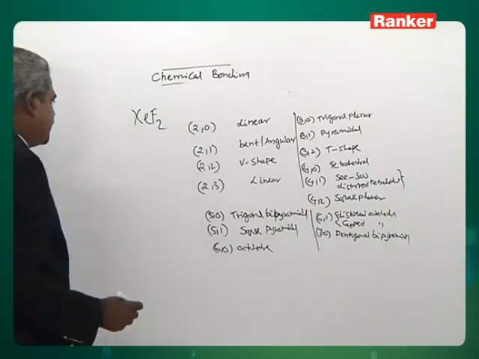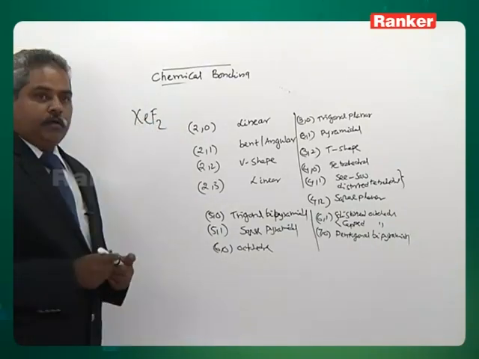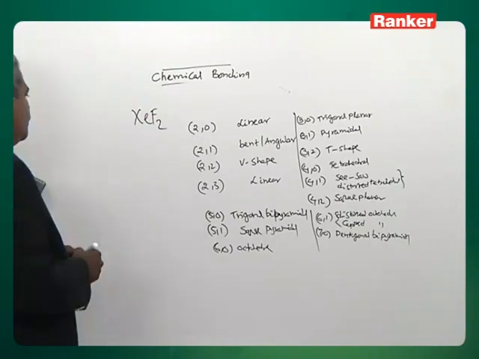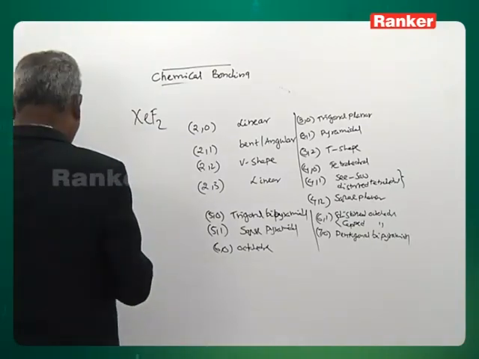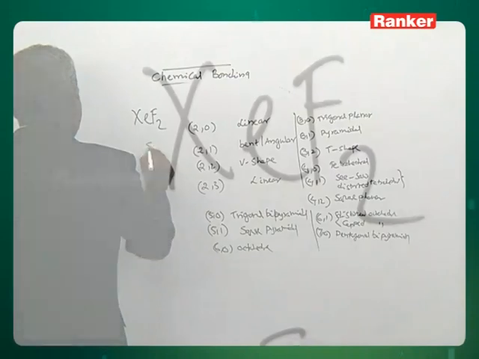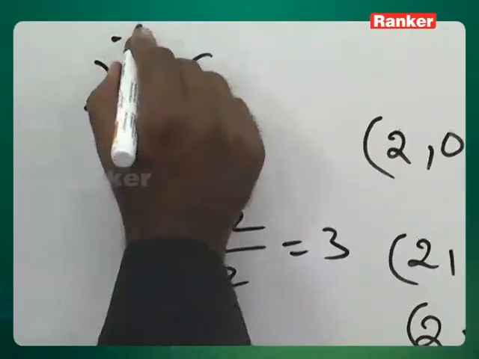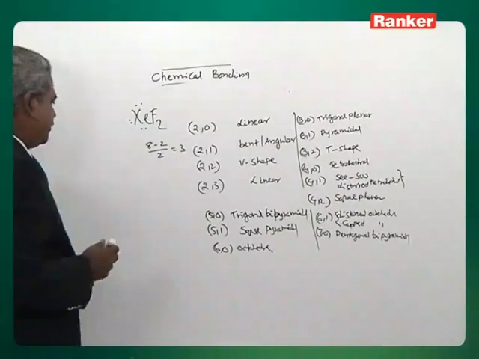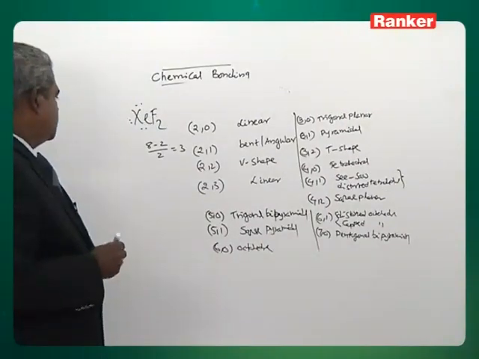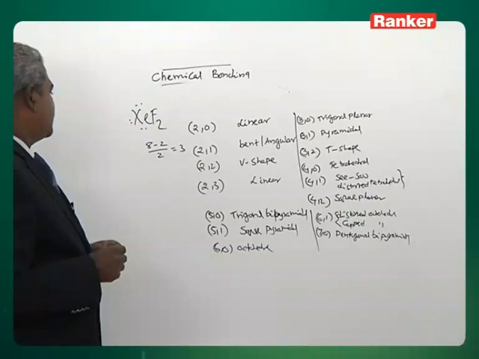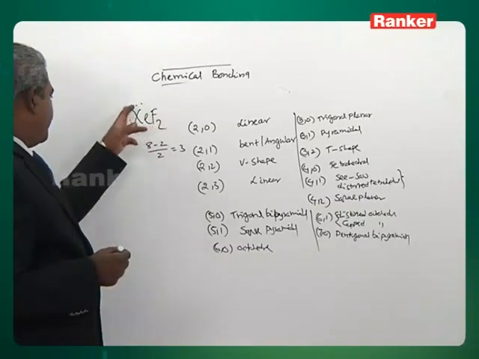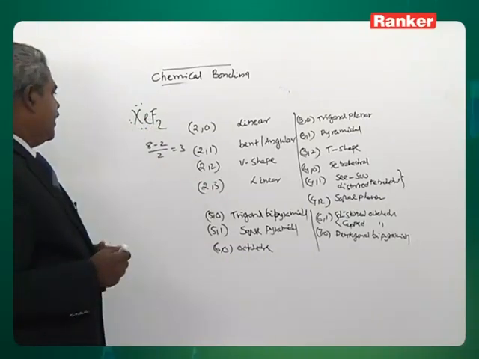XeF2. How to find out? X minus 2 by 2. 8 minus 2 by 2, it is 3. 1, 2, 3. XeF2. Okay? 2 bond pairs, 3 lone pairs. Linear.